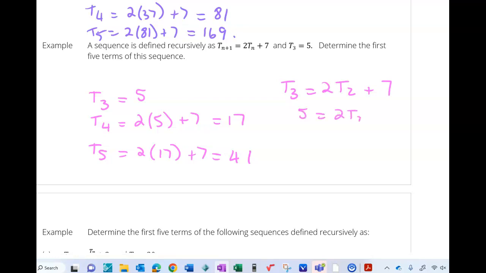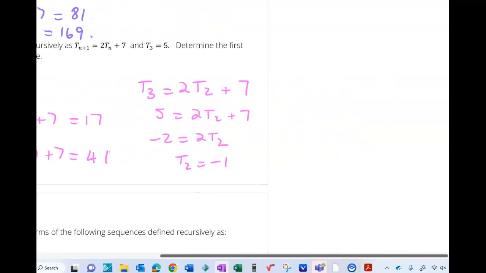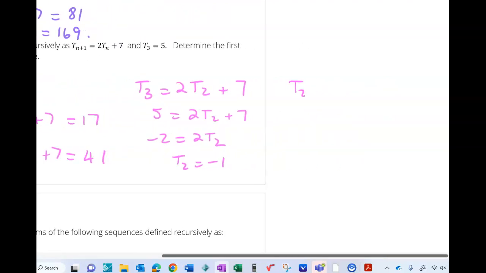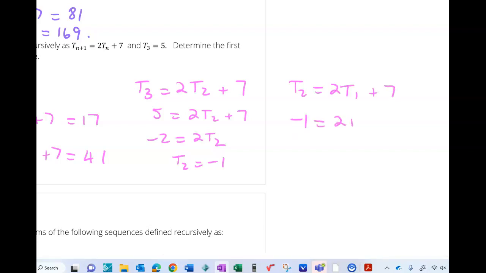It's like solving an equation here. We've got to undo the plus 7, subtract 7, and then we divide by 2. So term 2 is -1, and you can always check that by going forwards again. 2 times -1 is -2, plus 7 takes me to 5, and term 3 is 5. Once we've got term 2, then we can do the same thing and find term 1. So term 2 is 2 times term 1 plus 7. So -1 is 2 times term 1. So term 1 is -4.